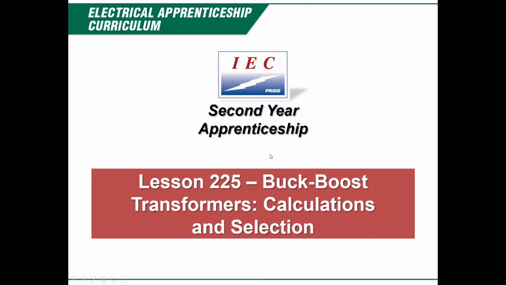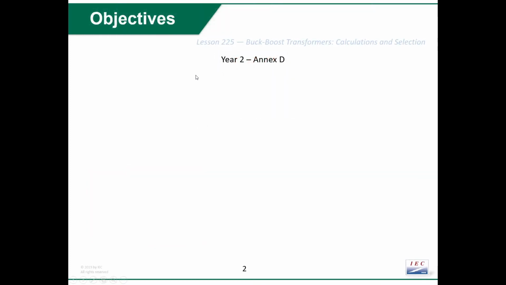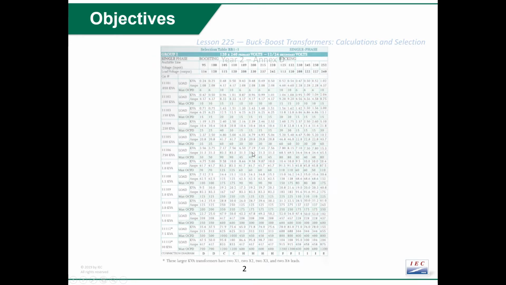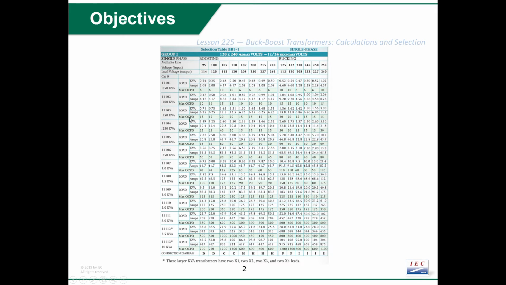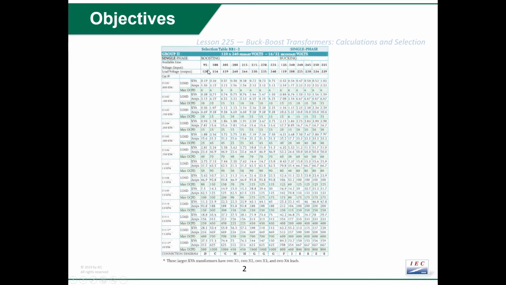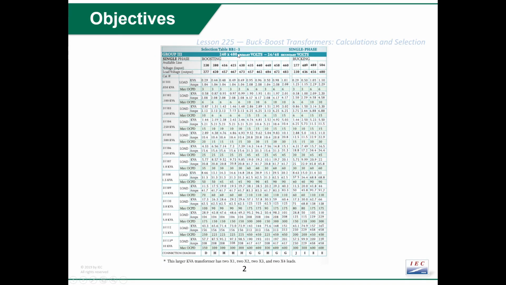So first thing we got to get out of the way is we need to take a look at the Year 2 textbook Annex D. So the back of your textbook, you're going to find Annex D. It's going to contain various information on transformers that these problems are going to refer to. So you see here, first of all, we have different groups of transformers. We have Group 1, Group 2, and Group 3. And the biggest thing we're going to find is right here at the top, one of the most useful pieces.